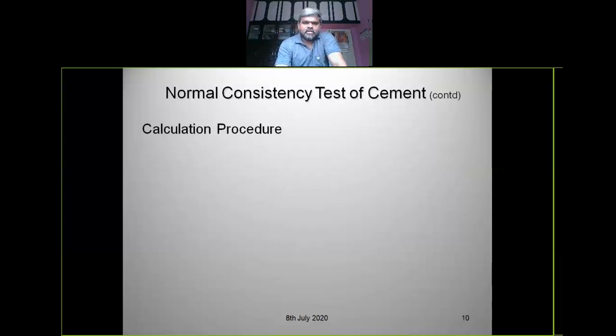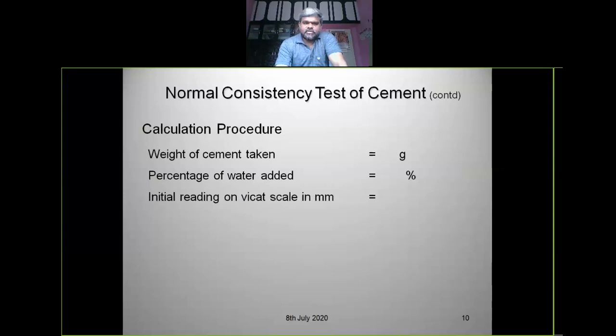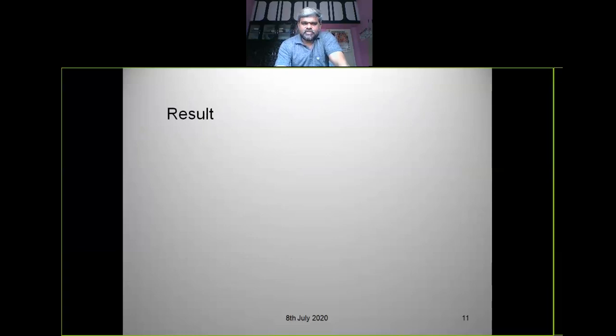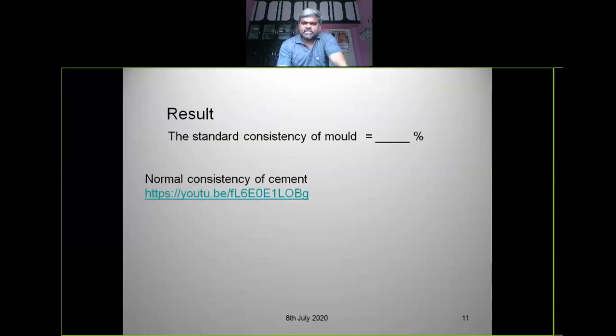So the calculation procedure is: weight of cement taken is around 300 grams, percentage of water added, initial reading of the Vicat needle, final reading of the Vicat scale. So the penetration of the plunger measured from the bottom of the mold should be 5 to 7 mm. Result: the percentage of water which gives 5 to 7 mm penetration is recorded as the normal consistency of cement, right? Let us see a small video regarding the normal consistency of cement.